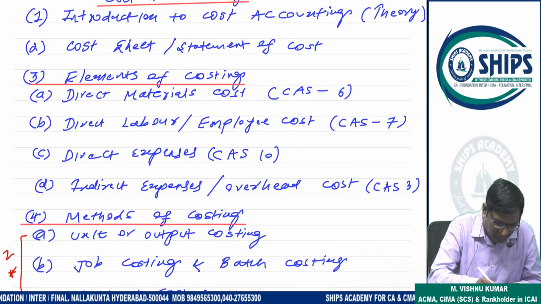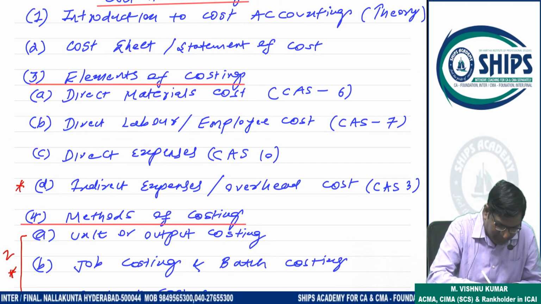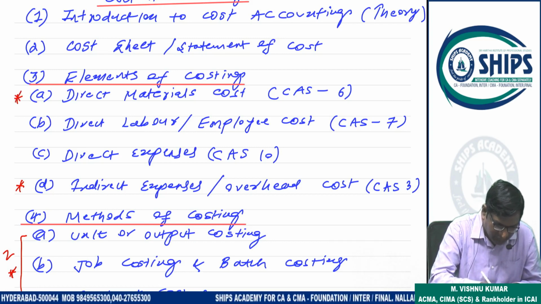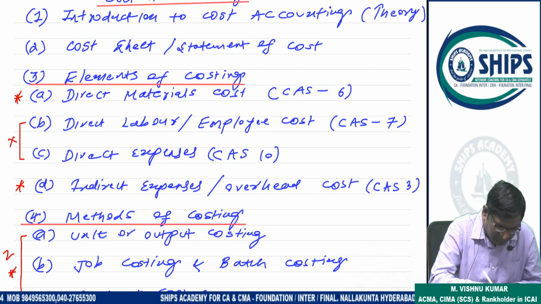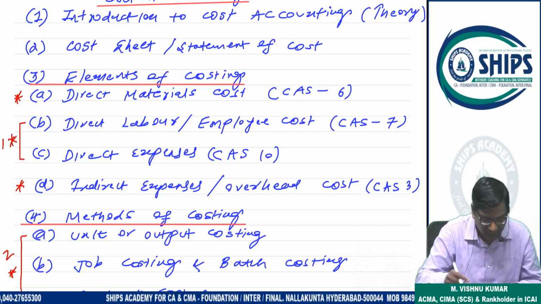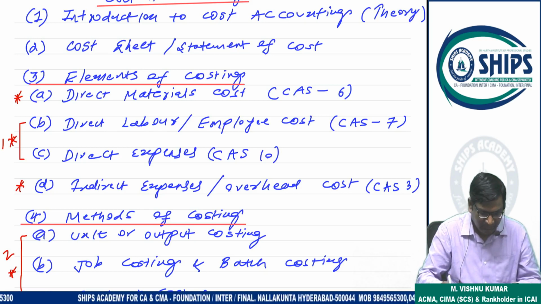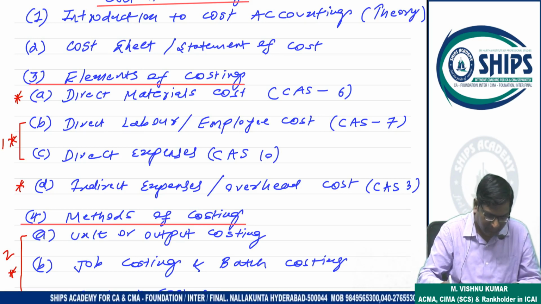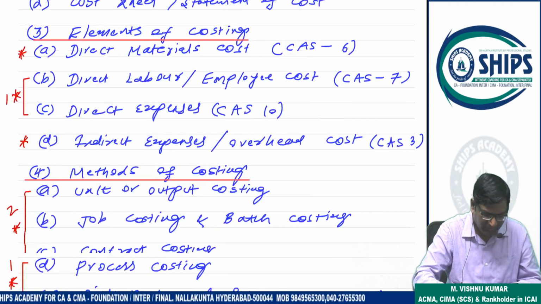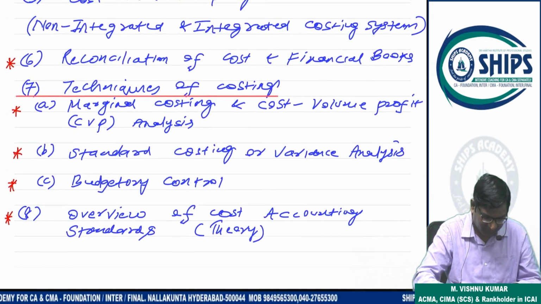And from these four topics, overhead is a compulsory topic, it will come every time. Direct material is also compulsory, it will come every time. Now from these two, any one is tested. Clear? And introduction is also a compulsory chapter for 5 marks. So in these chapters you should have perfection.